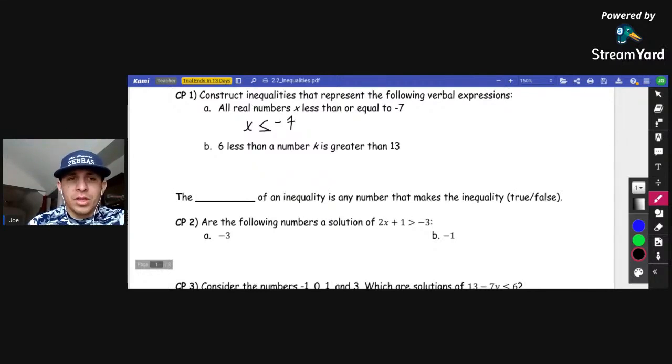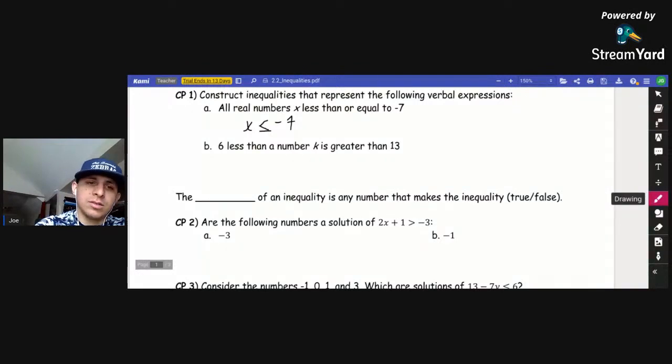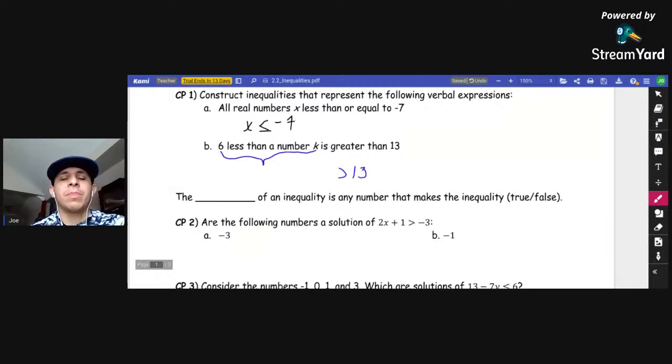1B, slightly a little more complex. 6 less than a number k is greater than 13. So I'm actually going to pause on that first piece. We'll delve into that in a second. Is 6 less than a number k? We'll just start here. Is greater than, right? So greater than 13.